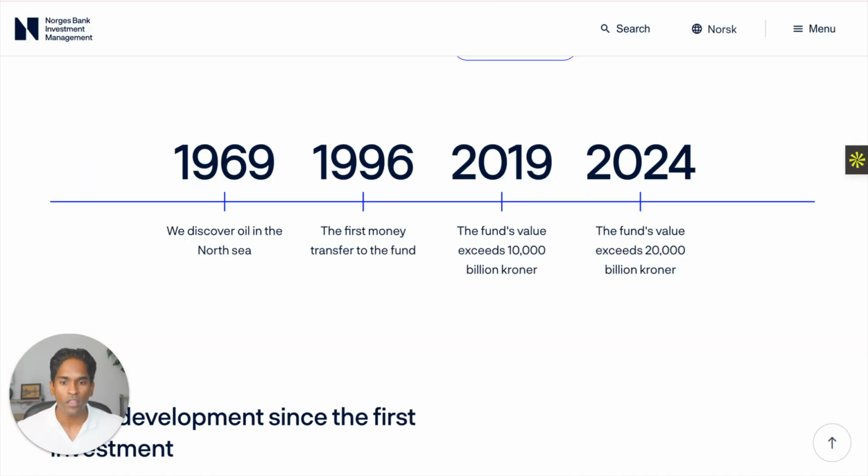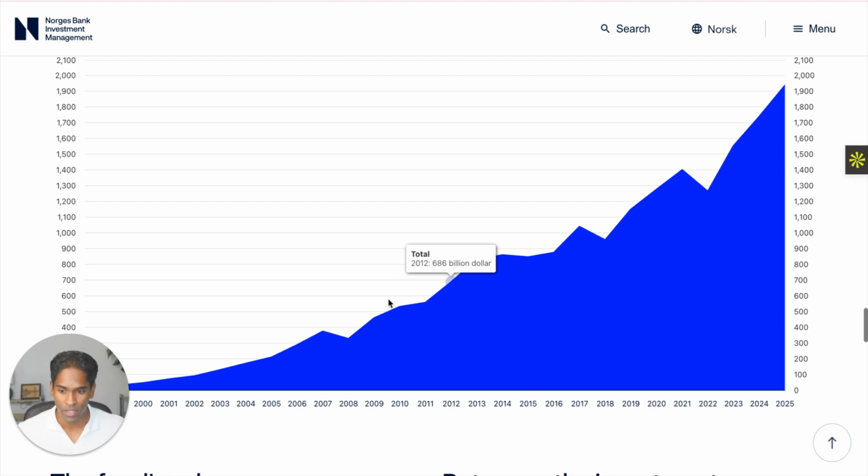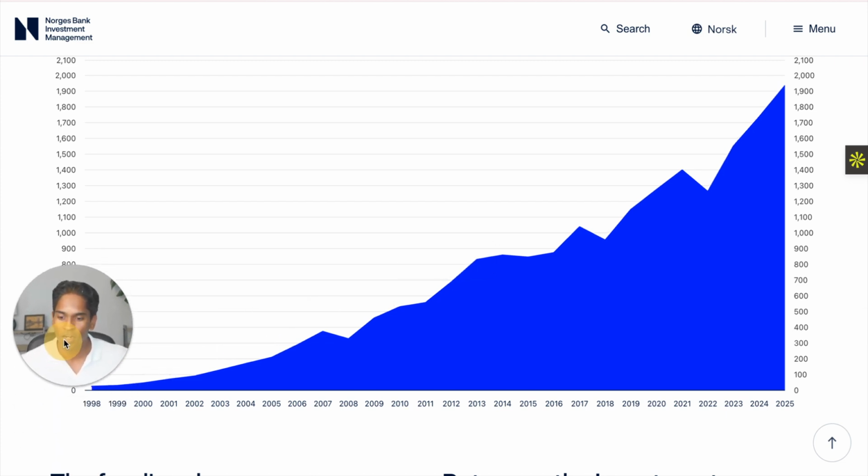And we'll just quickly look at their website here. But it really started with a pile of oil that they found in 1969. And they used a lot of the proceeds from that oil discovery to start the fund in 1996. And this is what the growth has looked like. I mean, this is truly incredible, from 1998 all the way to 2025. They're a globally diversified fund.